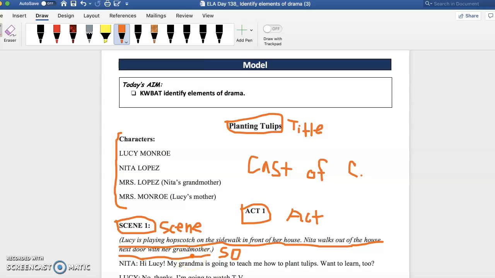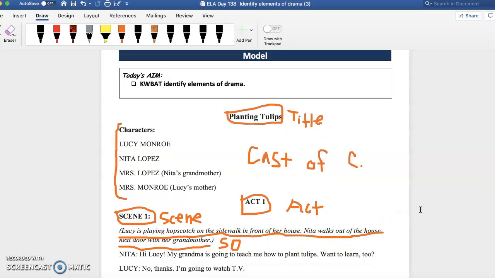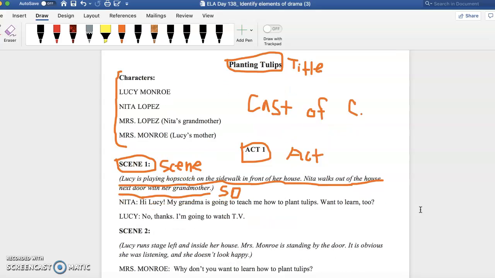So Nita and Mrs. Lopez, they know what they need to do. They need to be walking out of the house, right? So all of this is pretty much the stage directions give direction to the actors. It tells you what the characters are doing, how they are feeling, and what the setting is, right? It doesn't really say how they're feeling. Lucy must be happy because she's playing a game, and then Nita and Mrs. Lopez, it doesn't really say much. So let's go ahead and begin the scene.